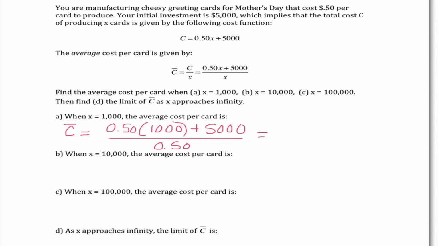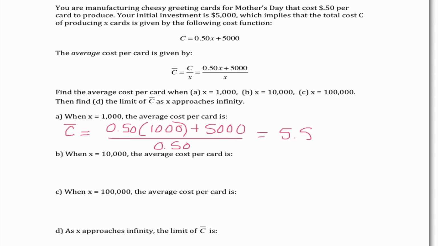So I'm doing 0.5 times 1,000 plus 5,000. Sorry for my delay here. Hopefully you guys are following along on your calculator. And then dividing by 1,000. And I end up getting 5.5. And quite honestly, that is really high for the cost of a single card.